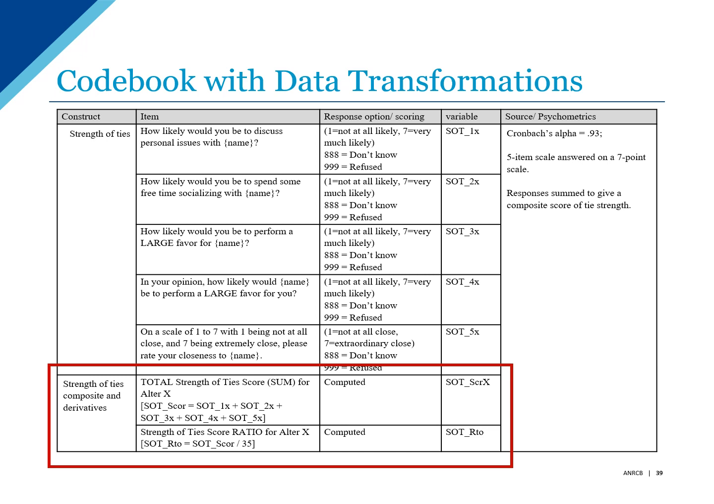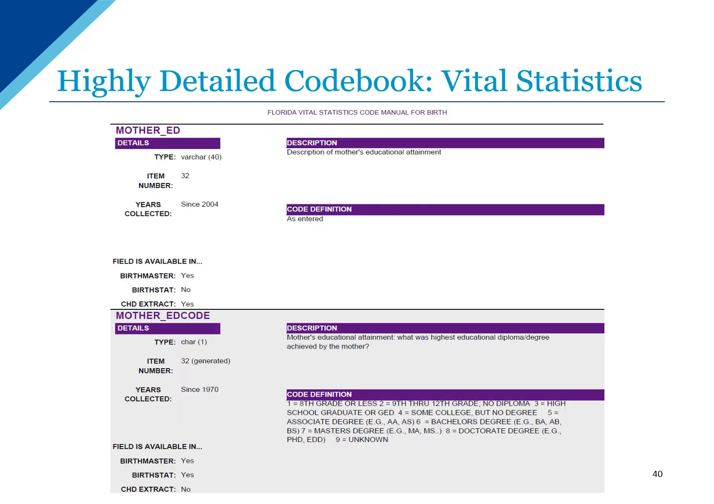This is an example of a set of individual variables or questions that make up a score, and then the data transformations that were used to create the composite score and a mean score. This is another example of a more detailed codebook of a state vital statistics code manual for births in the state of Florida. It includes the same basic components, plus the item number, the years the variable has been collected, and other data sets that contain this variable.